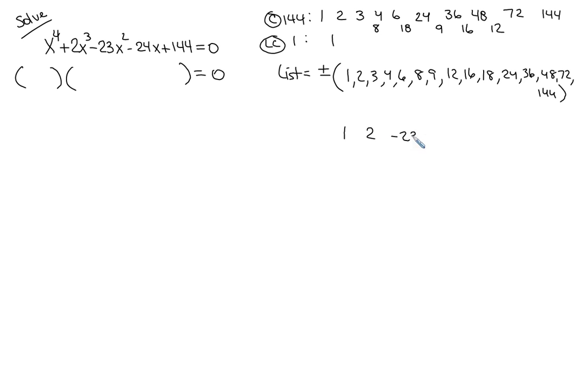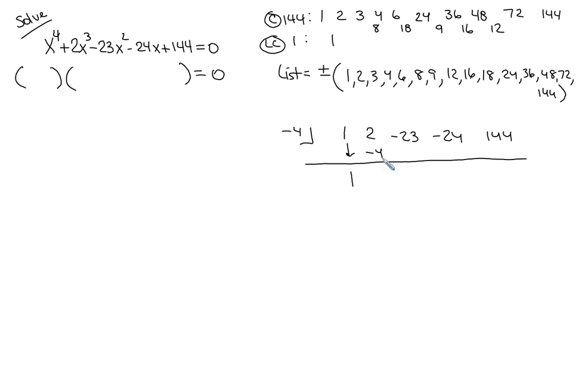1, 2, negative 23, negative 24, 144, nothing's missing. I'm going to start by using a 4, I believe. Sorry, negative 4. So we'll start by using negative 4. Just start somewhere on your list. Wherever you have a gut feeling, it may work out.